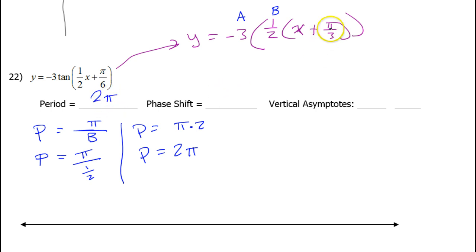Bam! The phase shift is going to be the opposite of this. So the phase shift is going to be negative pi over 3.